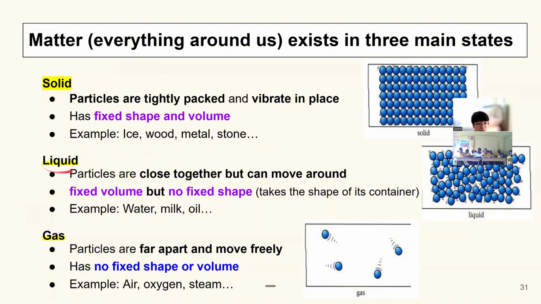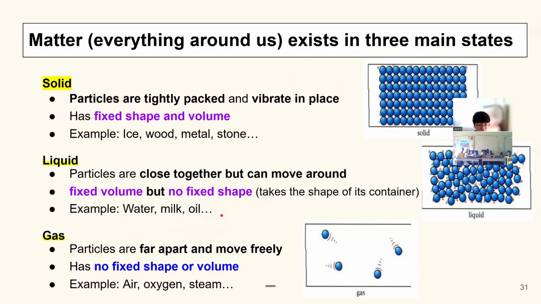We also have liquids. In liquids, particles are close together, but they can still move around. You can see in this picture that liquid particles are close, but they move around freely. So they have a fixed volume. You can contain liquid in a fixed volume, but they do not have a fixed shape. Liquids just take the shape of their container. Things like water, milk, oil, all of those are liquids.